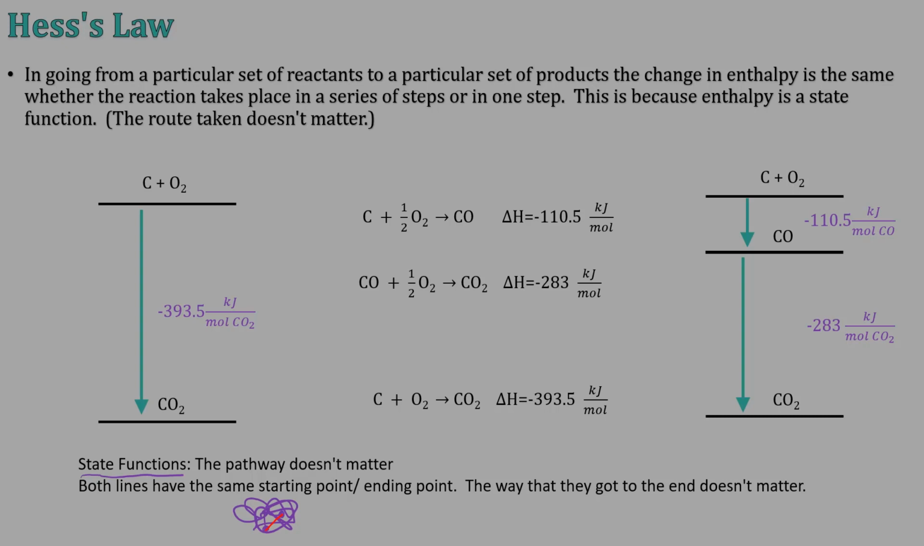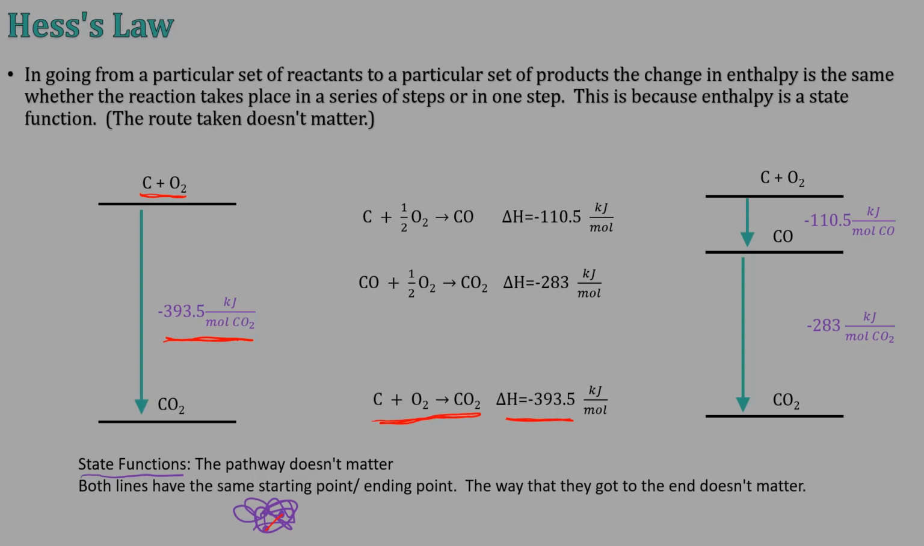And so if we look at this process for this reaction, carbon plus oxygen going to CO2, the enthalpy for that is negative 393.5. And so if it starts up here on the left side of the screen, where carbon and oxygen go down to CO2, the total process is negative 393.5 kilojoules per mole of carbon dioxide formed.